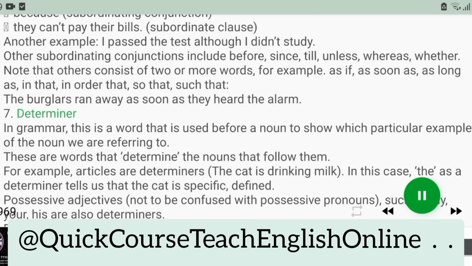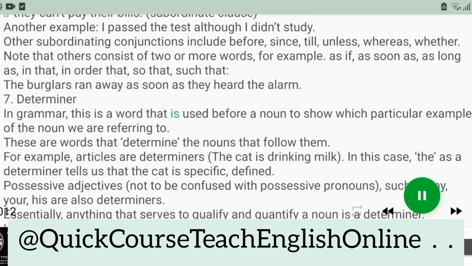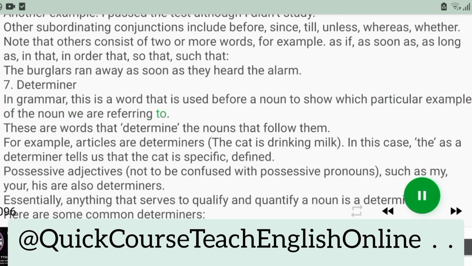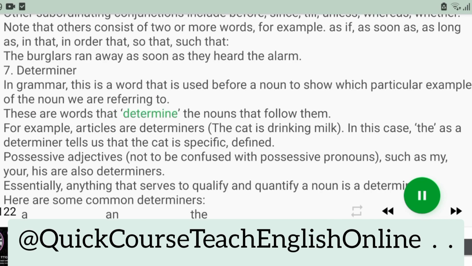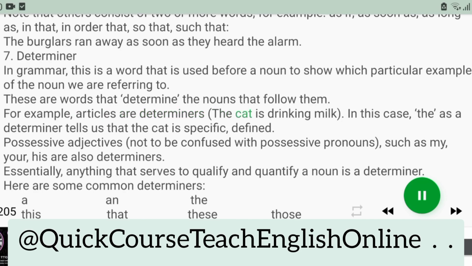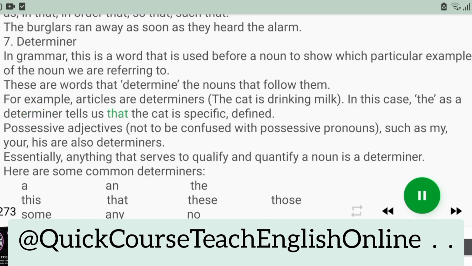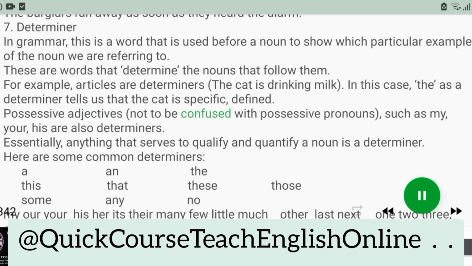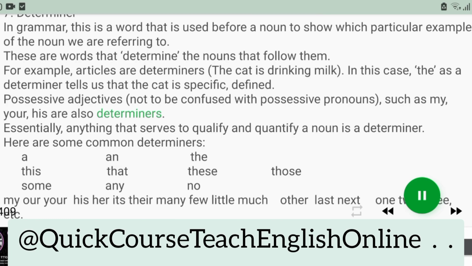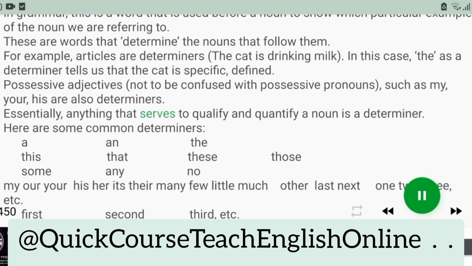7. Determiner. In grammar, this is a word that is used before a noun to show which particular example of the noun we are referring to. These are words that determine the nouns that follow them. For example, articles are determiners: the cat is drinking milk. In this case, the as a determiner tells us that the cat is specific, defined. Possessive adjectives, not to be confused with possessive pronouns, such as my, your, his, are also determiners. Essentially, anything that serves to qualify and quantify a noun is a determiner.